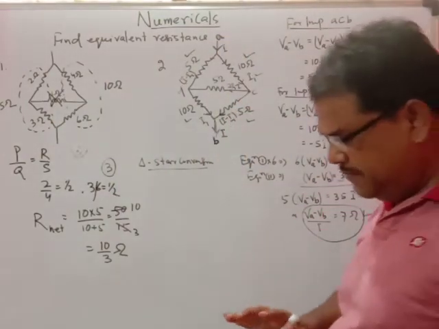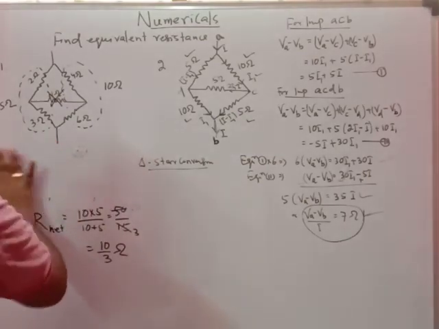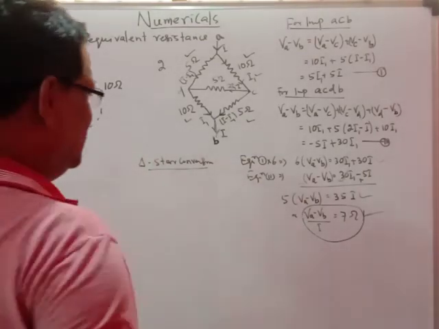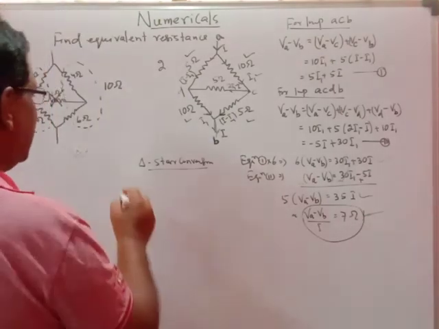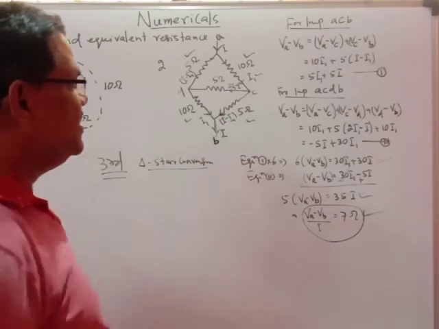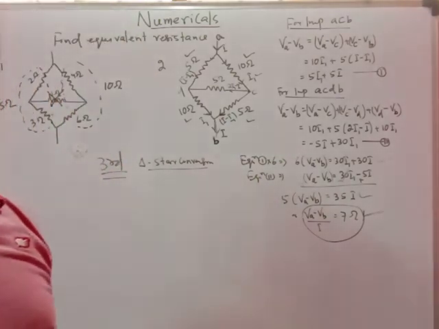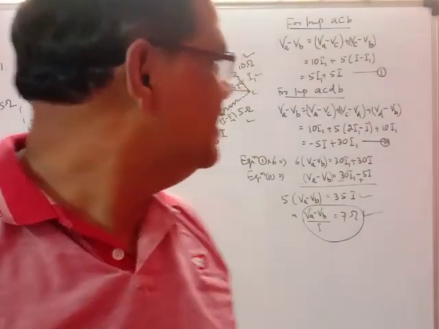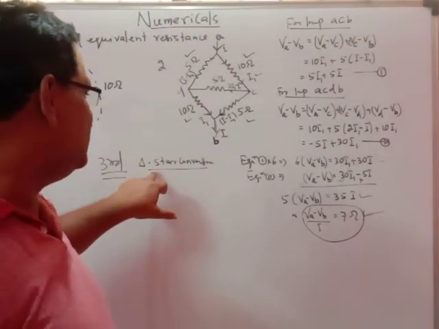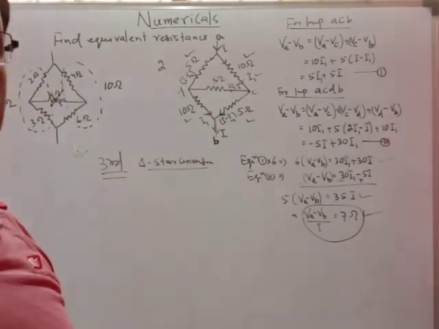If you want to solve this very quickly, you can apply another method, which you can call the third method. For your competitive purposes, you can use this method directly: the delta star conversion method. If you apply the delta star conversion method, easily and within a fraction of time we can calculate.